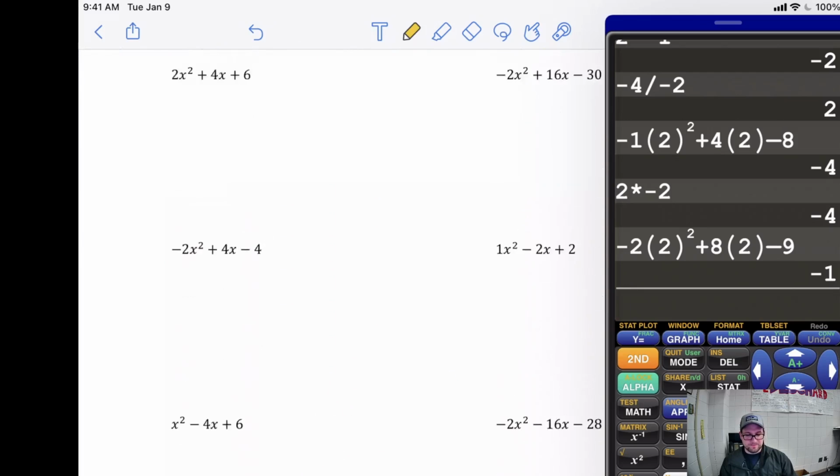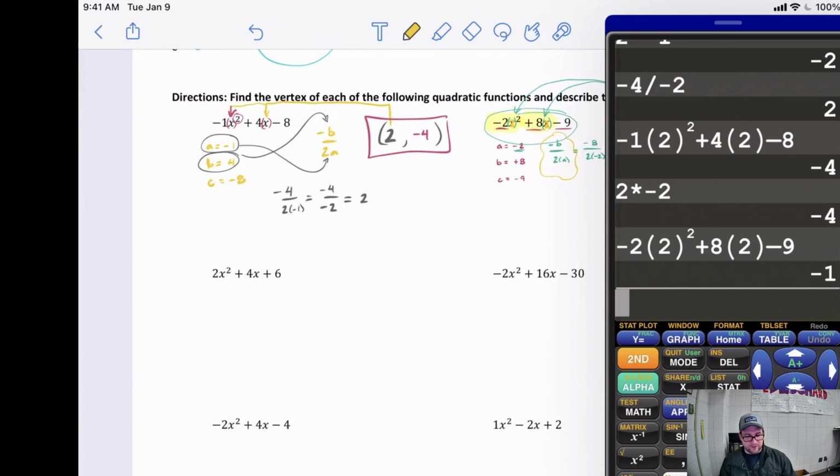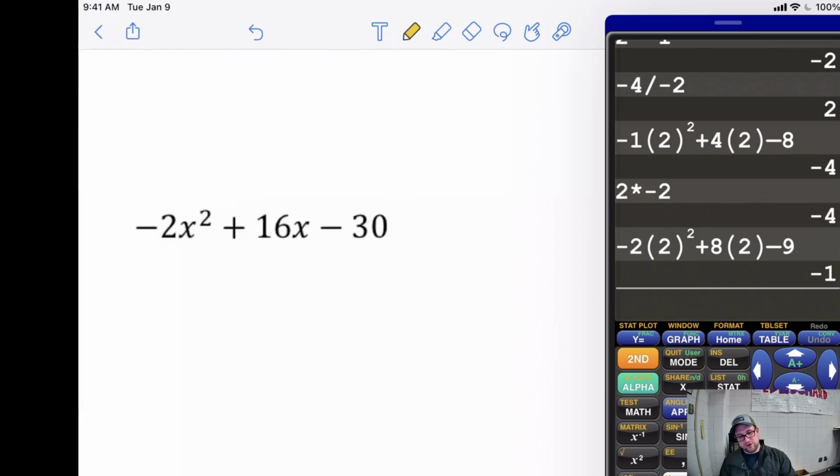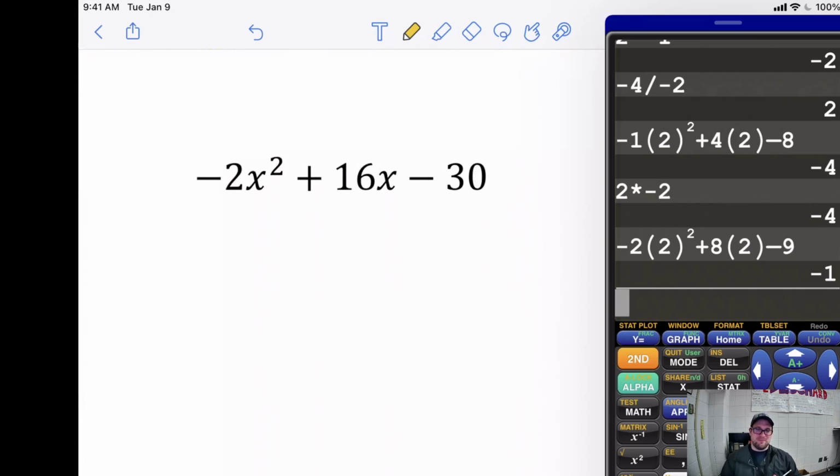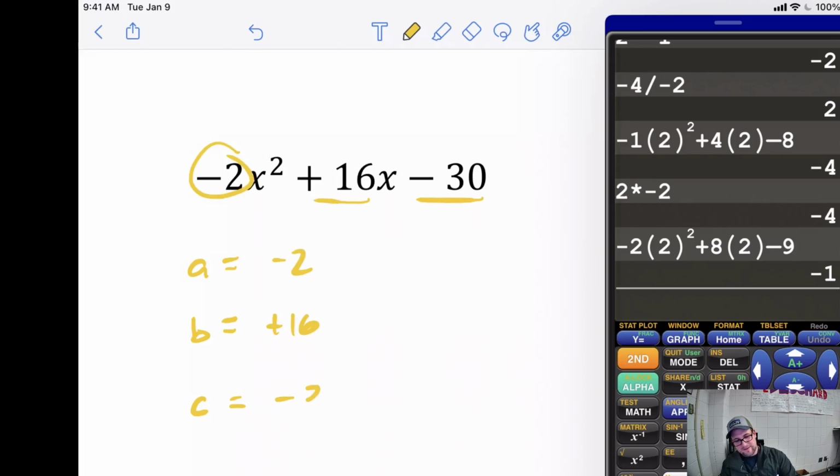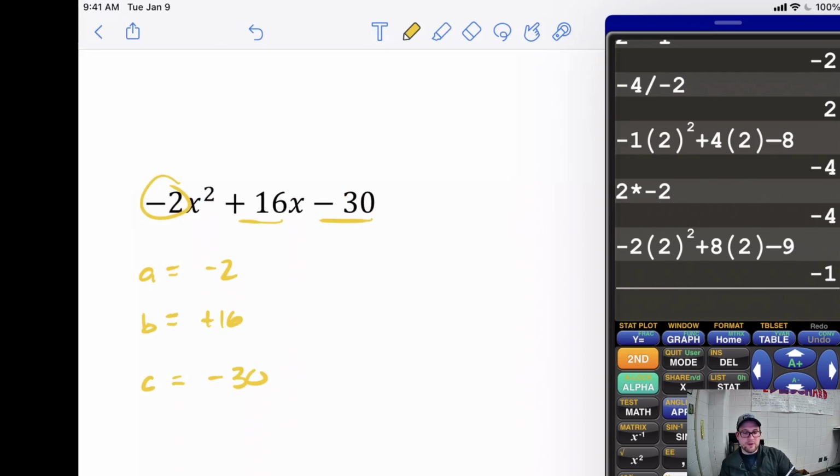I know I got a bunch here. Maybe let's jump around a little bit. What's another one that looks tough? I bet if you were here, you would tell me this one looks tough because those numbers are big. So first, the same process, A, B, and C. A is going to be -2, B is going to be a +16, and C is going to be a -30. The formula you need to know, you need to have memorized, you need to be able to use is -b over 2a. Our b value is a +16, so when I put it up there, the negative makes that positive negative.